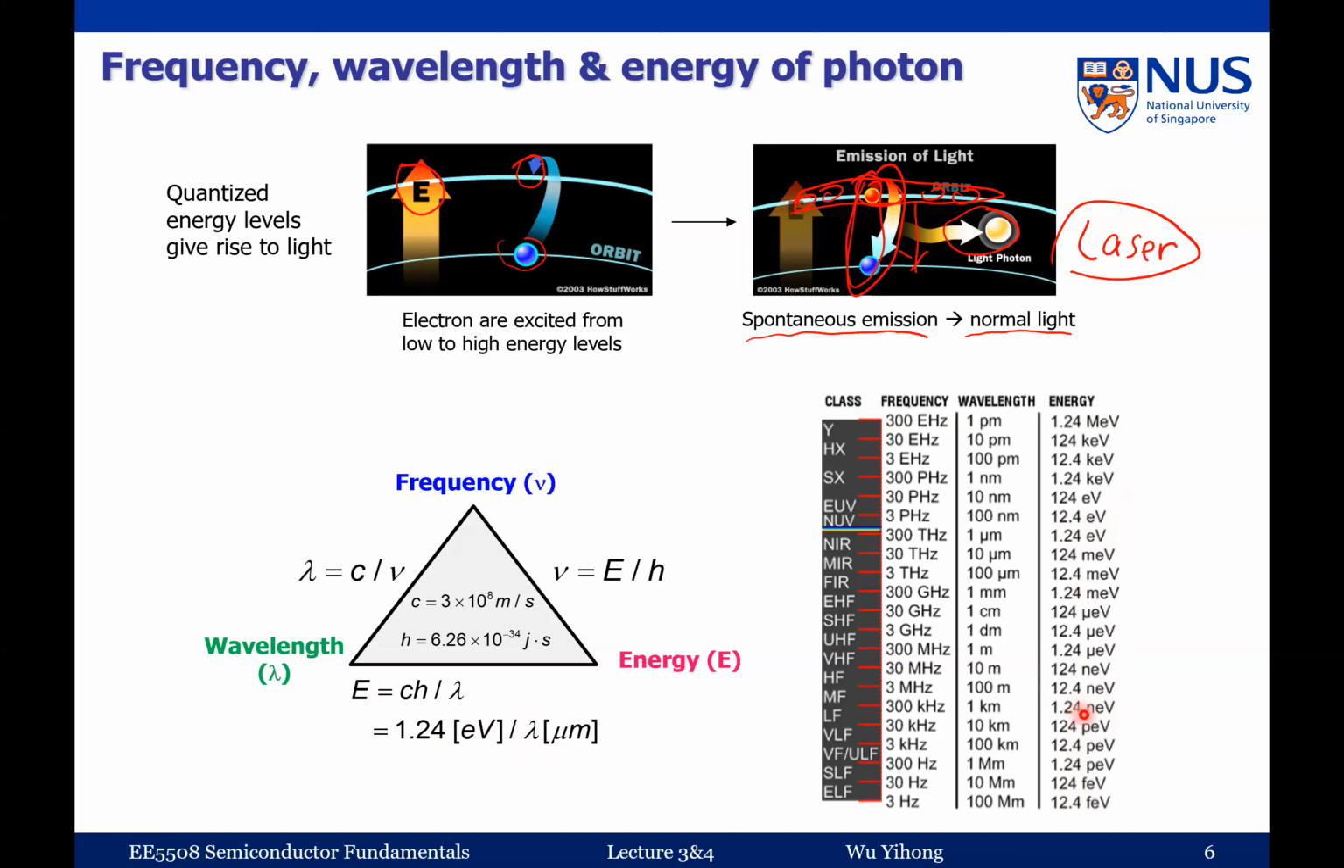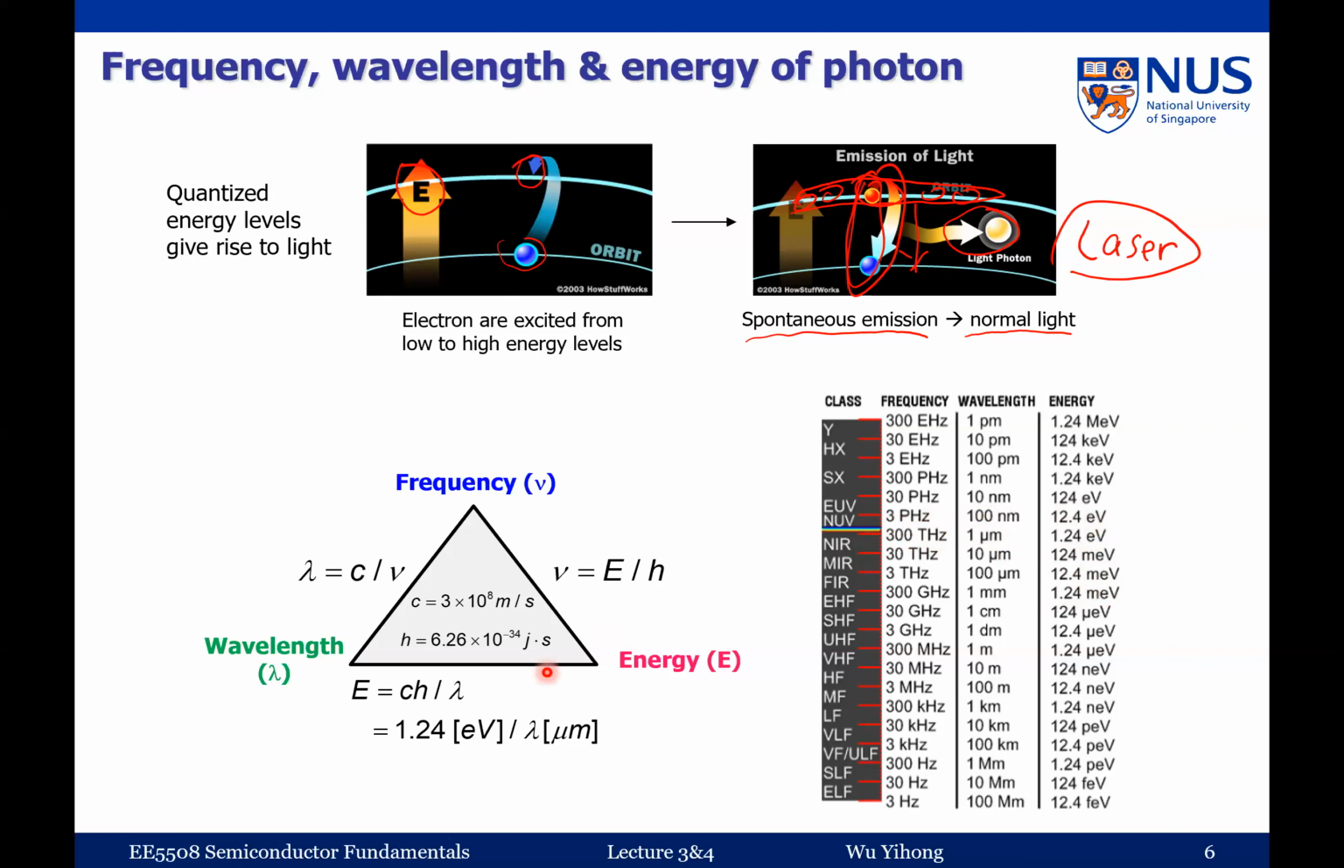So 1.24 eV is 1 micron, right? And the corresponding frequency is 300 terahertz. And of course, the visible light somewhere here is a very, very narrow range.